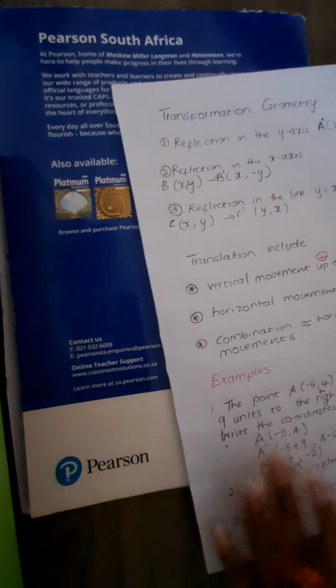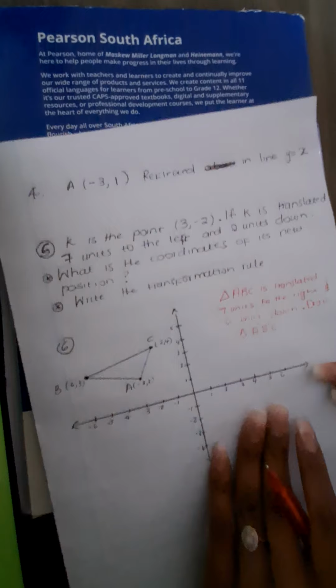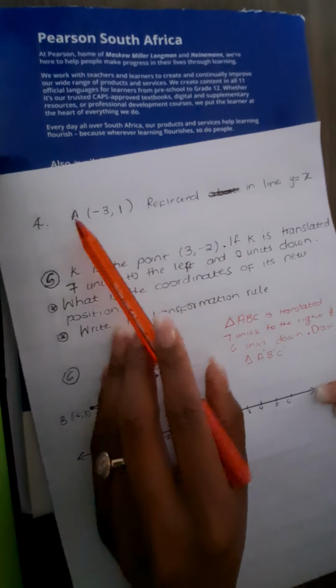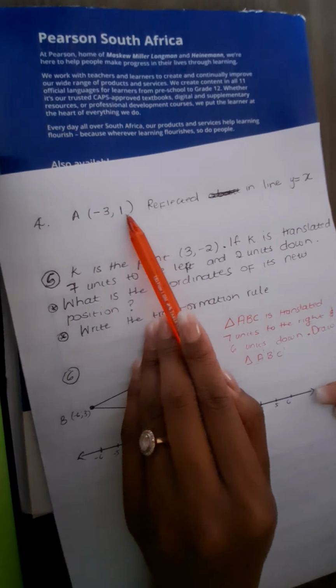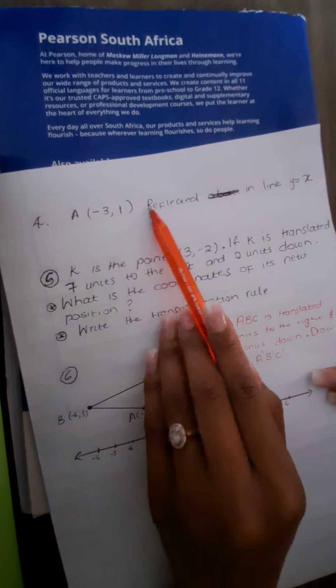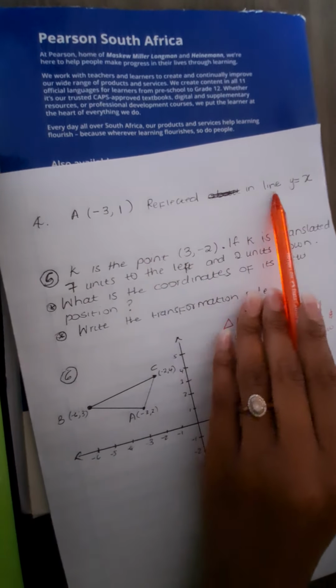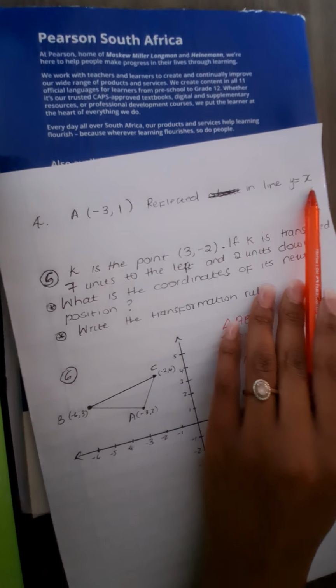+8. Okay, and then the next one is number 4. They are telling you that the coordinate of A, which is -1 and +1, is reflected in the line y equals x.